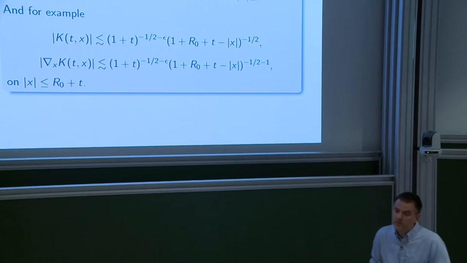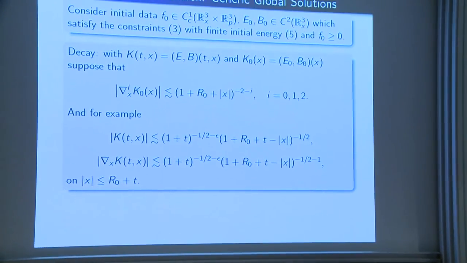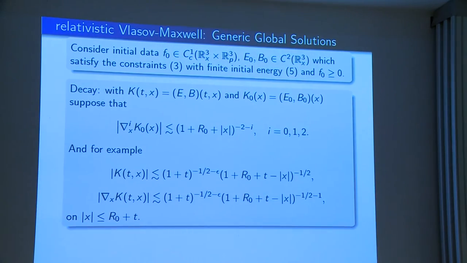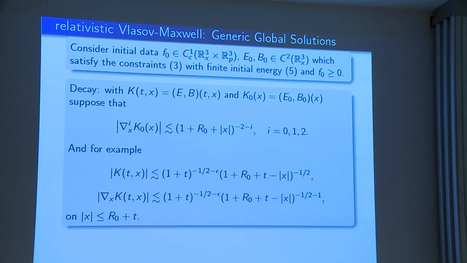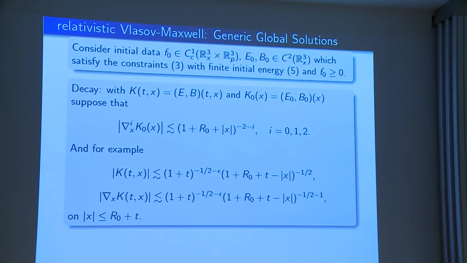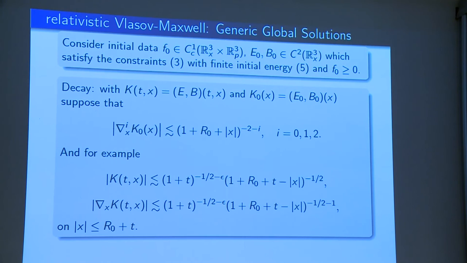So another type of theory that you have is generic global solutions. This was actually an old paper of Gerhard Rein. I believe it was his PhD thesis. In recent years, you've had papers like this for Navier-Stokes, so I thought it'd be interesting to tell you about this old paper for Vlasov-Maxwell.